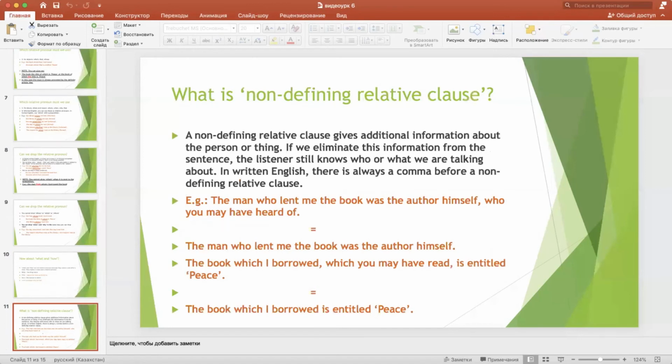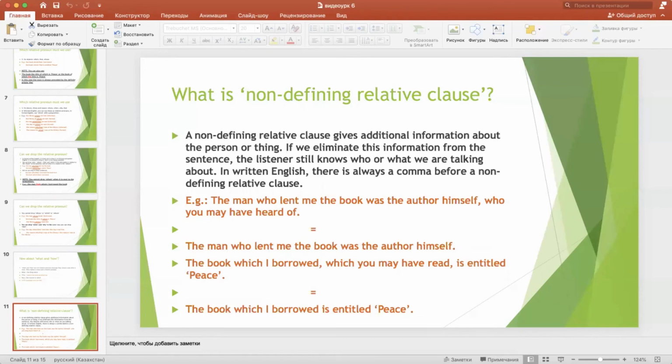So also, the notion is non-defining relative clause. So what is it? Let's read together. A non-defining relative clause gives additional information about the person or thing. If we eliminate this information from the sentence, the listener still knows who or what we are talking about. In written English, there is always a comma before a non-defining relative clause.